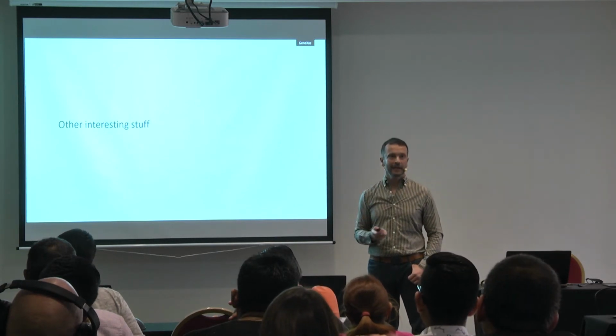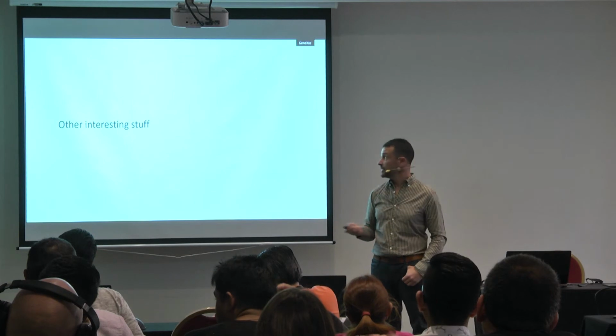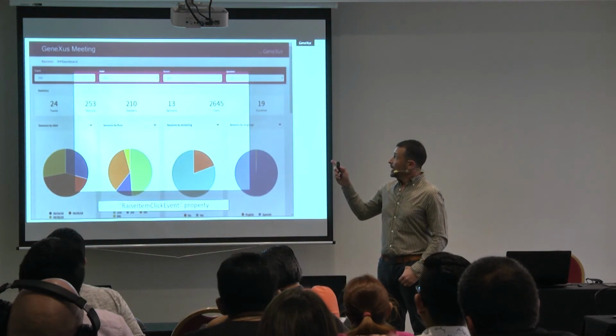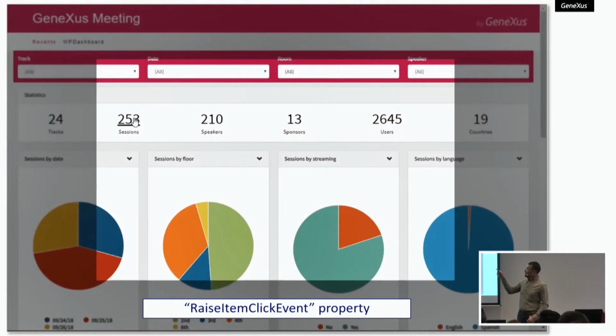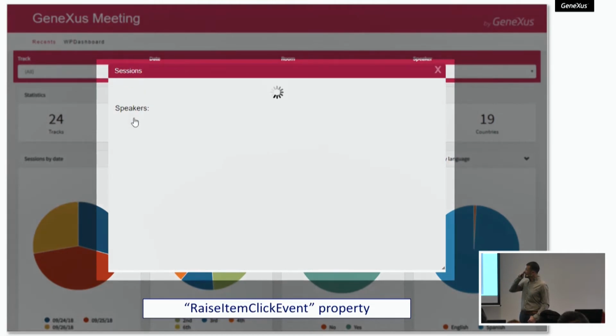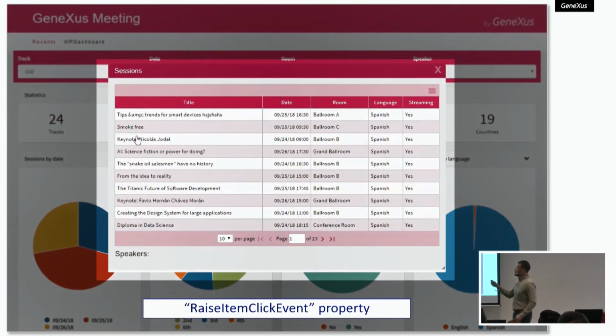What about other interesting stuff? I've shown you that. Remember when we were seeing the list of sessions? In this case, I would like to click on the first column. I can see the speakers below, not here, because you see that when I put the mouse on top, it doesn't change. It doesn't become a hand.